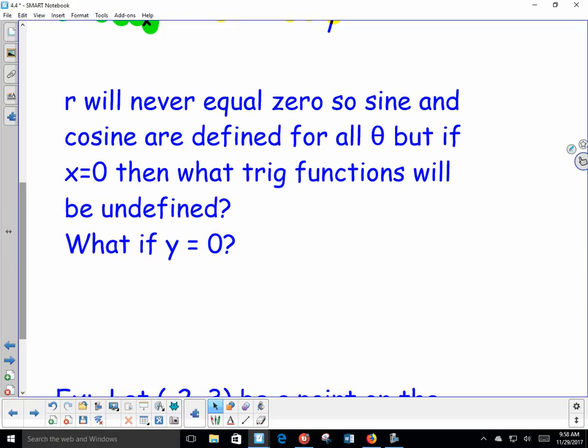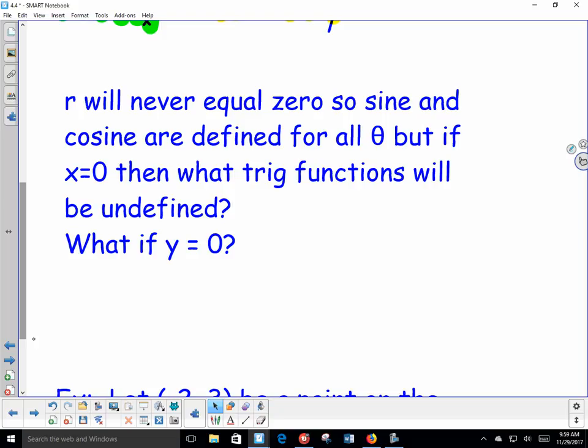It's interesting and important to point out that r is never going to equal 0. And r is always going to be positive, because we're taking the square root of x squared plus y squared, so it's never going to be negative, it's never going to be 0. So sine and cosine are defined for all angles theta, but if x equals 0, then what trig functions will be undefined? So you're looking at those formulas that we just wrote down.